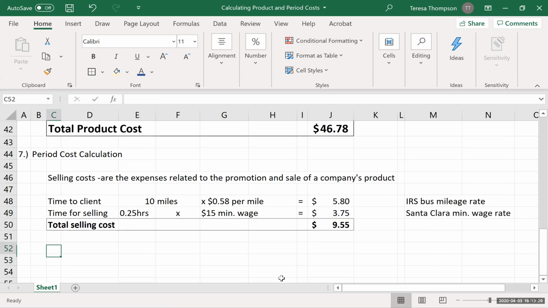Next, we will move on to our administrative costs. I better do that one in a separate video just so this one doesn't go too long.